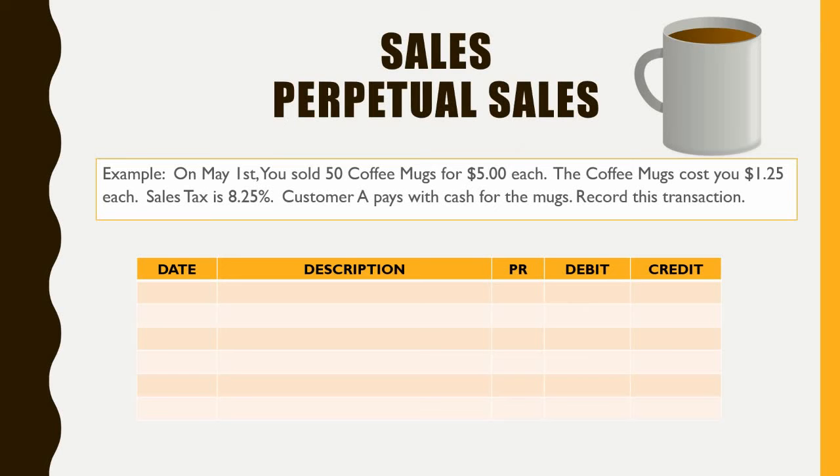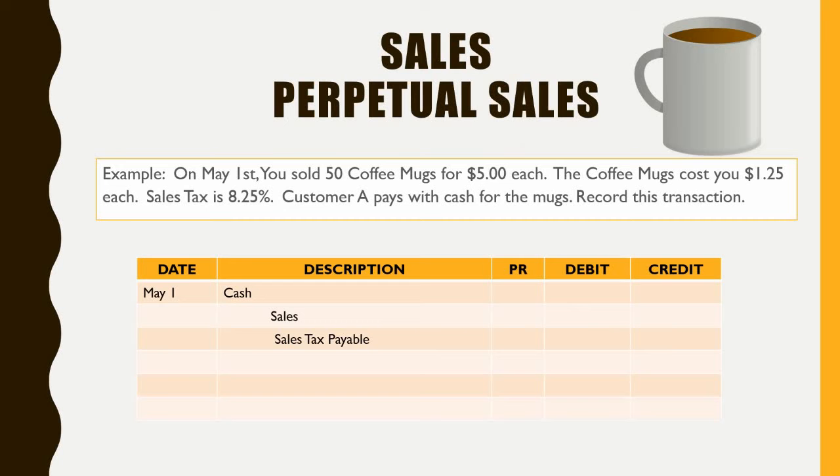So let's record this transaction. So once again, first thing we got to do is recognize the sales. Okay, the sale has happened. So in this case, customer A paid me in cash. So therefore, I'm going to be recognizing that I should be receiving cash. We understand that we sold 50 mugs to customer A. So therefore, we recognize that we had a sale.